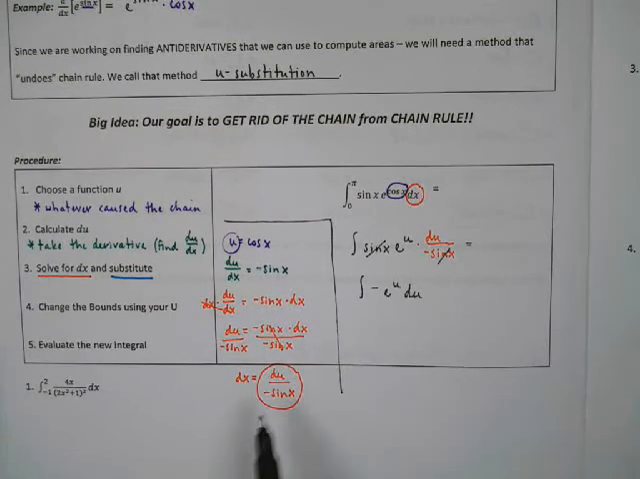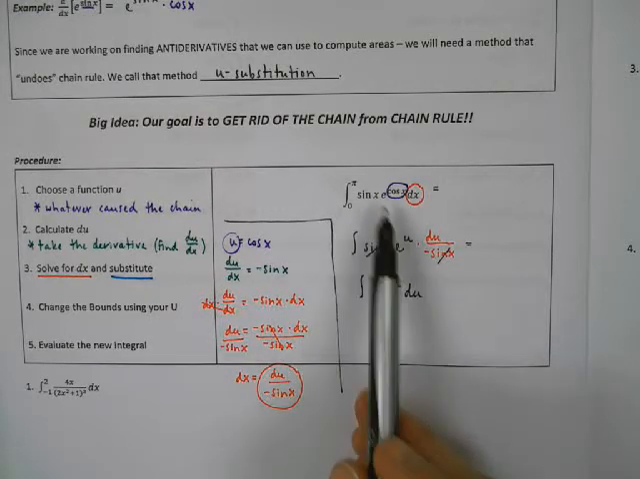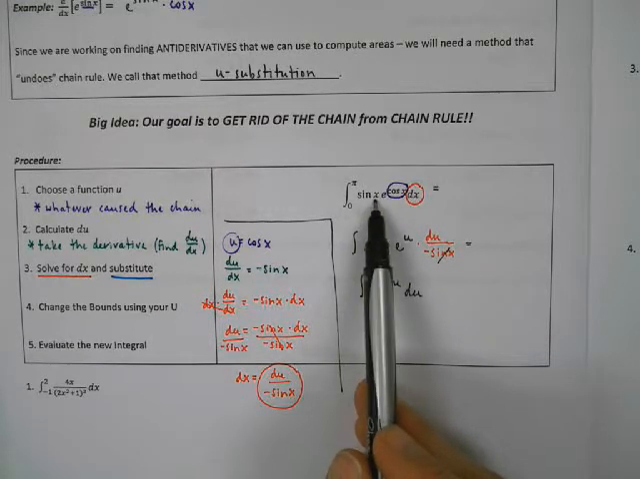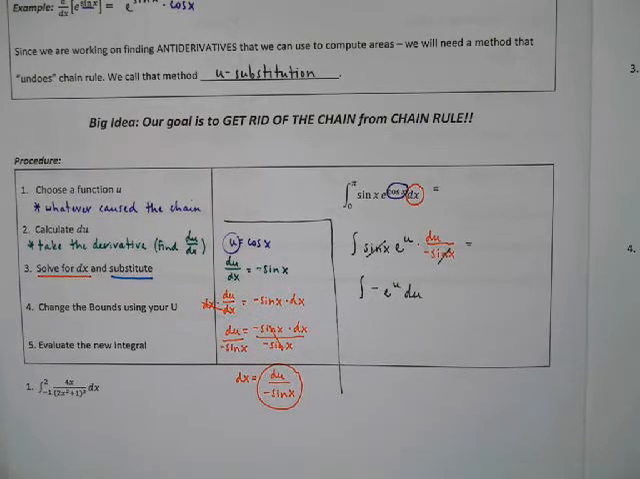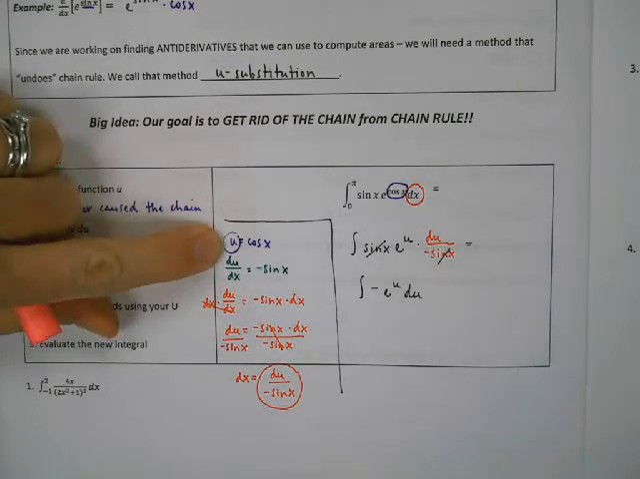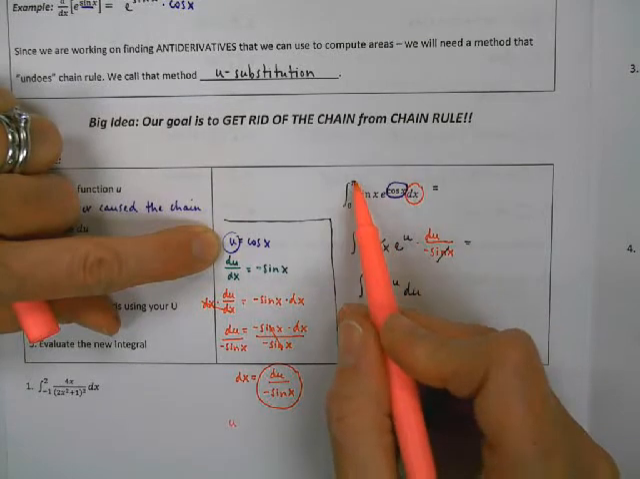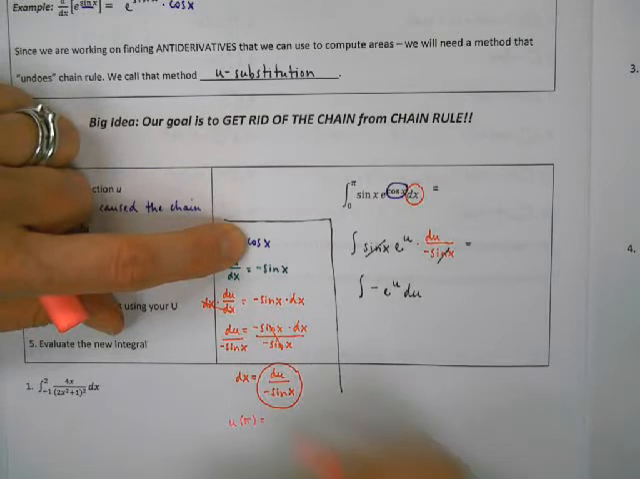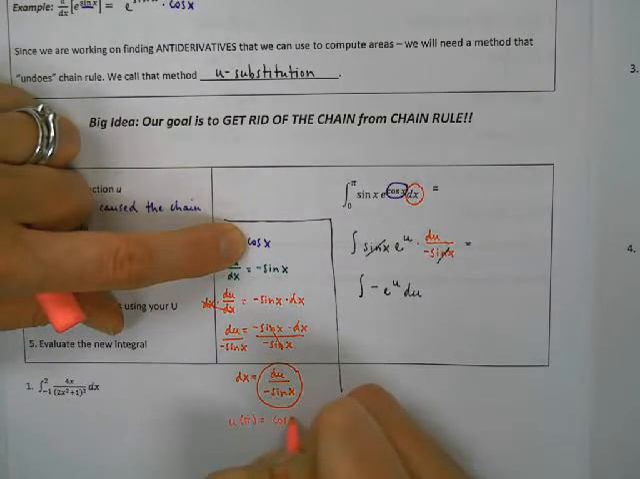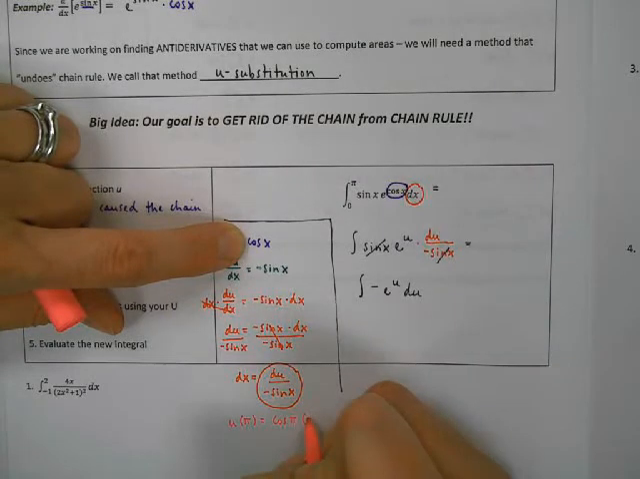Now I have to deal with these bounds. It was from 0 to pi, but that was when my function was in terms of x. Now that my function's in terms of u, I have to change those bounds. So here's what I'm going to do. Here's my new function u. So I'm going to look at my upper bound. I had u of pi. If I substitute pi into this equation, I get cosine of pi, right, which we know is just -1.